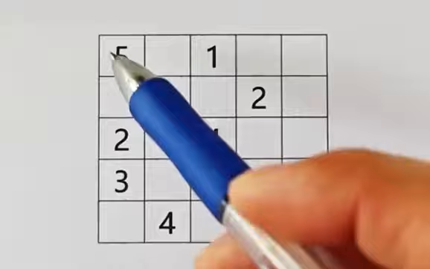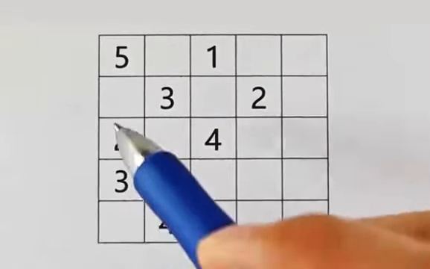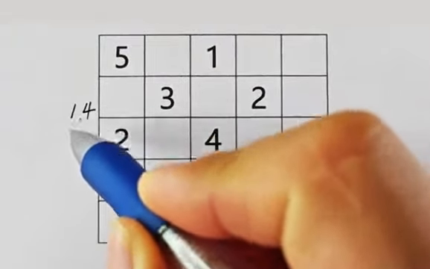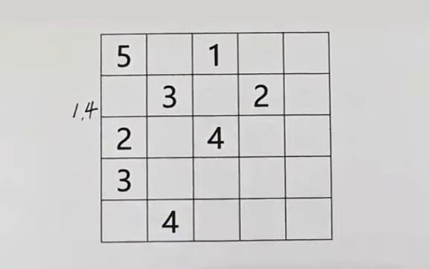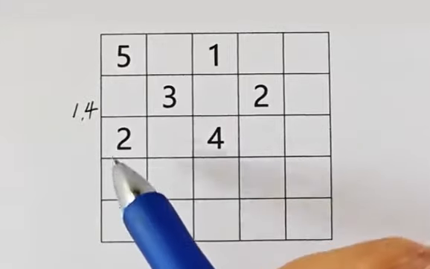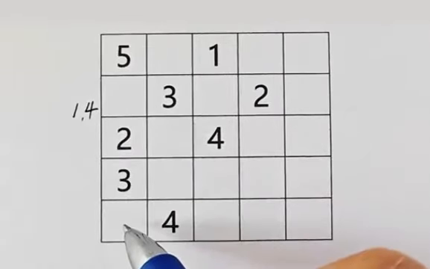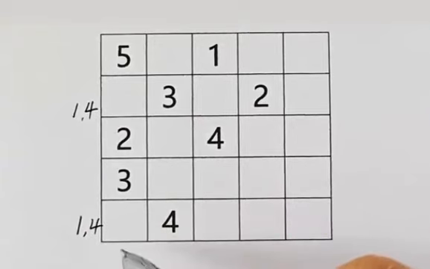We should start from the area with the most numbers. For example, in the first column, there's a 5, a 2, and a 3. So, which numbers are missing? 1 and 4 are missing. What does that mean? It means these two empty spots need to be filled with a 1 and a 4, but which goes where? You need to look at their positions. It might not be obvious at first, but if you look here, this spot can only be filled with either a 1 or a 4.